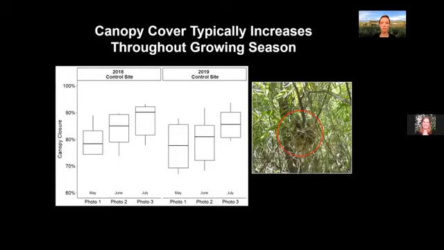So typically, as is likely intuitive to everybody here, canopy cover increases throughout the growing season. This graph shows the seasonal progression of canopy cover in our native dominated control site as measured by hemispherical photography. We take photos 3 times per breeding season in May, June, and July. And as would be expected, canopy cover increases throughout the summer as vegetation leaves out.